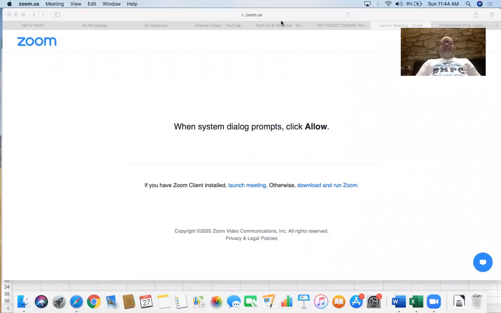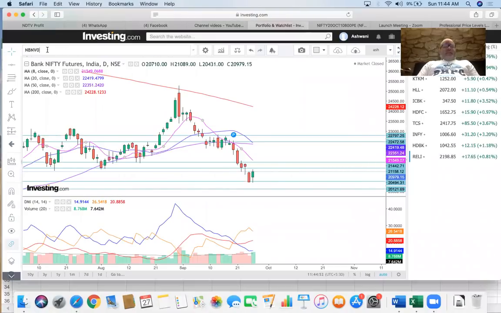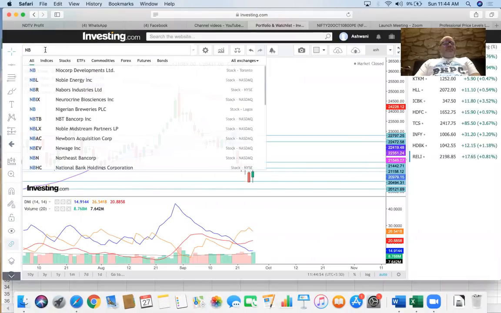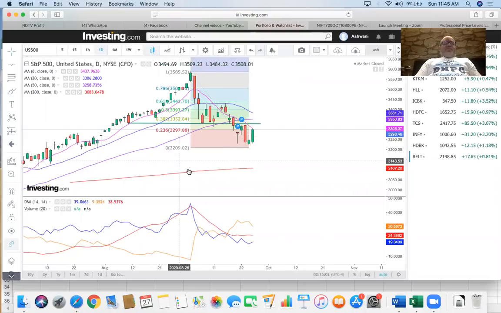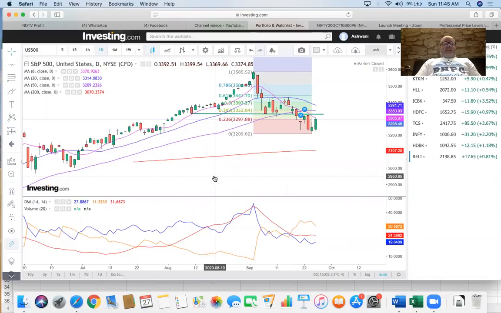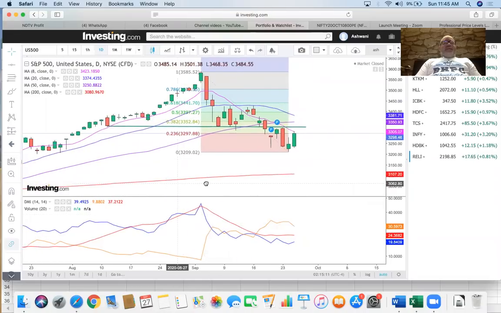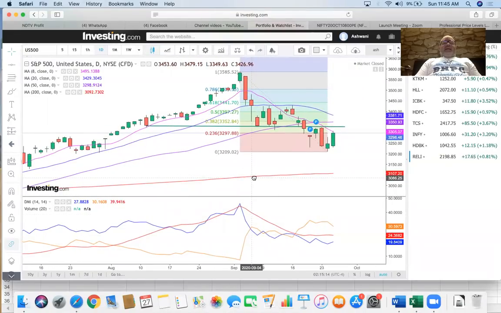Now let's start with the S&P 500 and how it closed on Friday. Basically, now this is the S&P 500 chart, and as you can see here, we have the Fibonacci levels plotted out.